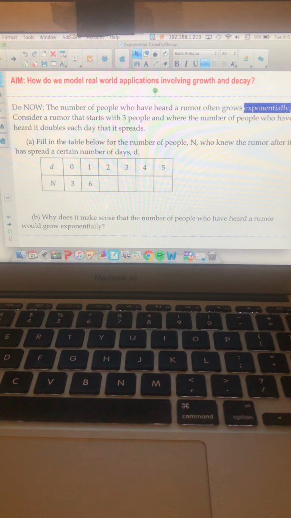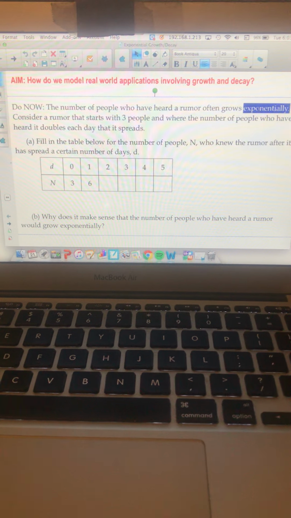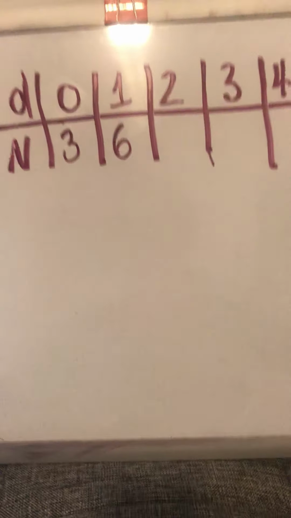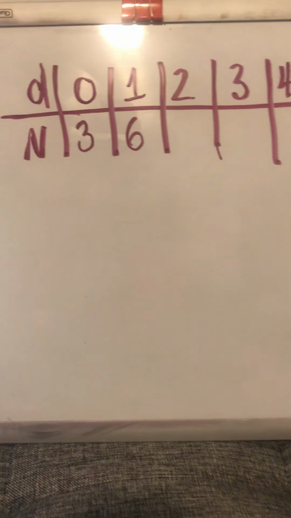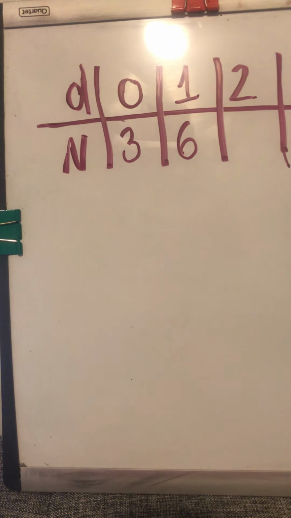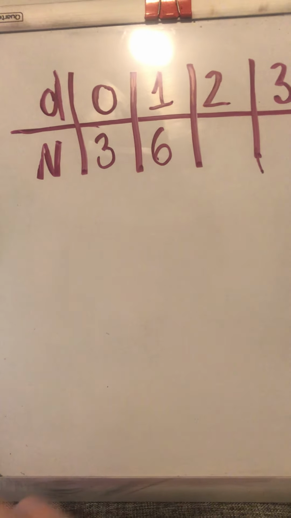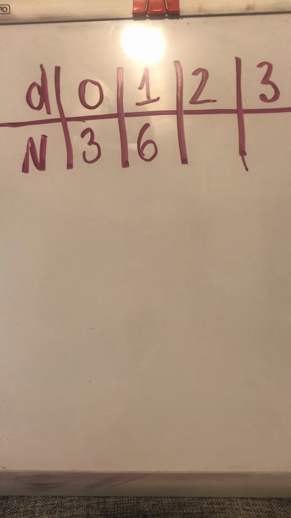So that was a lot of information. Pause the video if you need to and digest all of that. I have the table copied down here, which I do not want to glare for. So I drew it out on my whiteboard. I have D, which again they told me is representing the number of days. And I have N, which is representing the number of people who hear that rumor.